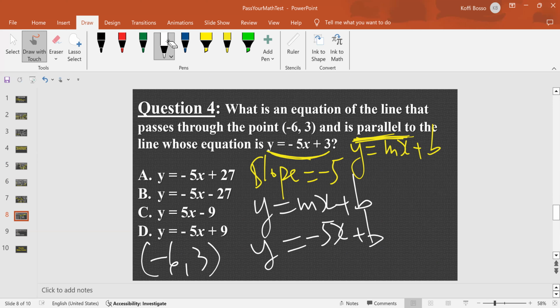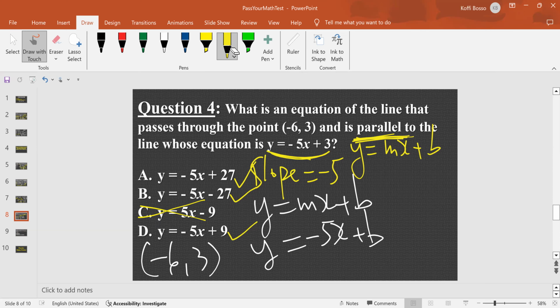We will see that A probably can be the answer, because we have a negative 5 as a slope. B also can be the answer, probably, because we have a negative 5 as a slope. But C is out because we have positive 5 for the slope. D probably can be the correct choice. So we have now 3 choices left.